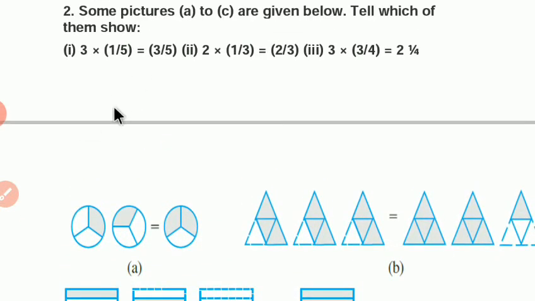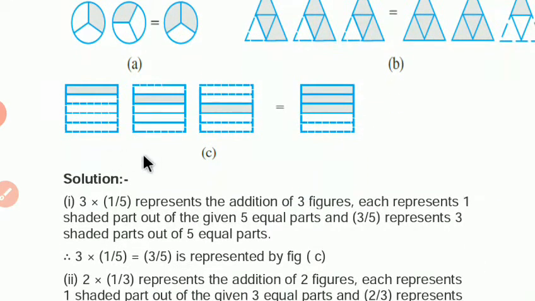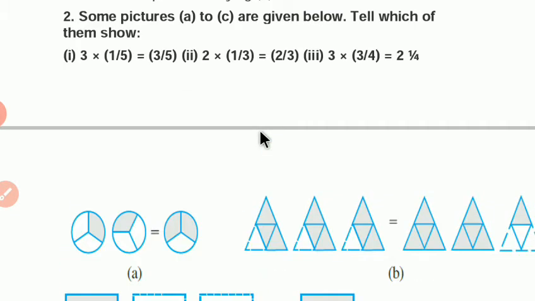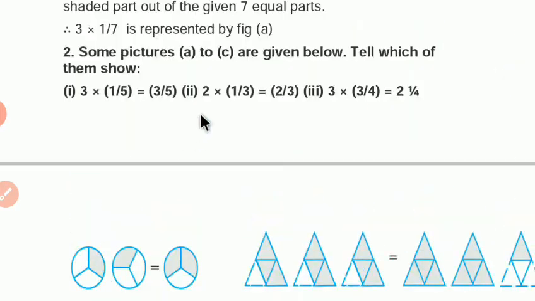Again you have to see. 3 into 1 by 5 means there should be how many figures? 3 figures and 5 parts should be there. So 3 figures means addition of 3 figures, and each represents one shaded part out of 5 equal parts, and 3 by 5 means 3 shaded parts out of 5 equal parts. So you can see how many figures are there? 3, 1, 2, 3, and each has one shaded part out of how many parts? 1, 2, 3, 4, 5. And the final answer is 3 upon 5, which means 3 parts are shaded out of total 5 parts. So answer of first one, 3 into 1 by 5 is equal to 3 by 5, is C.